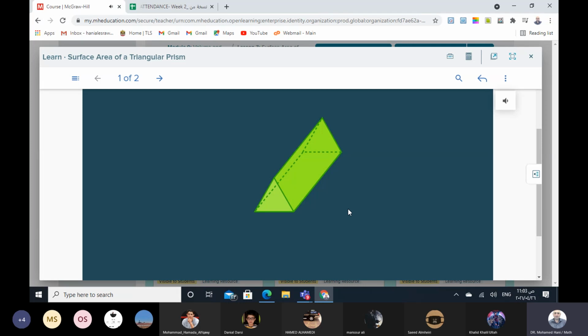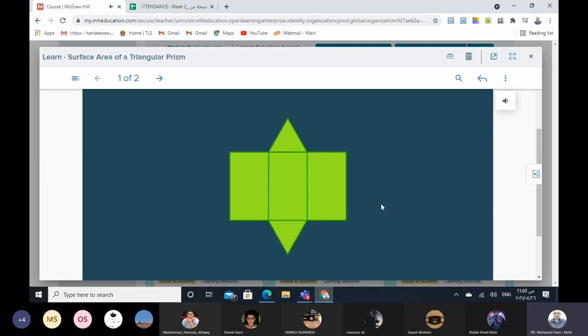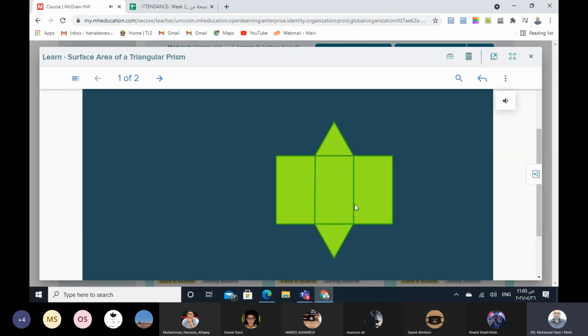You can use a net to find the surface area of the triangular prism. A net is a two-dimensional representation of a three-dimensional figure. The shapes in the net of this triangular prism are two triangular bases and three rectangular faces. So this is the net of the triangular prism. As you see, this is the first base triangle, and this is the opposite base, also a triangle congruent with the first triangle. And then we have here the bottom rectangle, and here we have the two sides, which will be congruent rectangles.